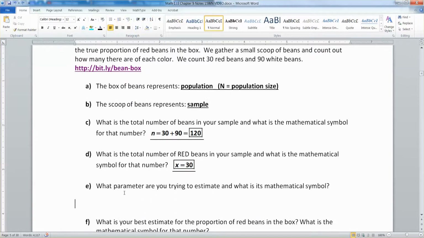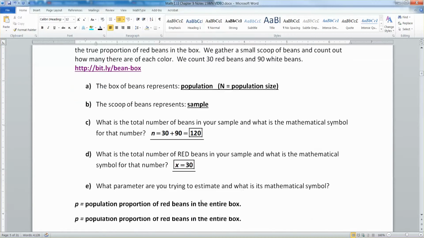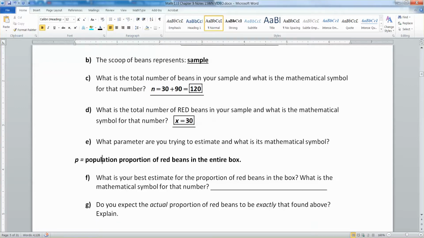Now the parameter we're trying to estimate is p, which is the population value, right? The population proportion, if you will, of all red beans in the box. So let me type that up. There you go. So it's the population proportion of red beans in the entire box. And of course, remember, it's a metaphor for a sample of a population.